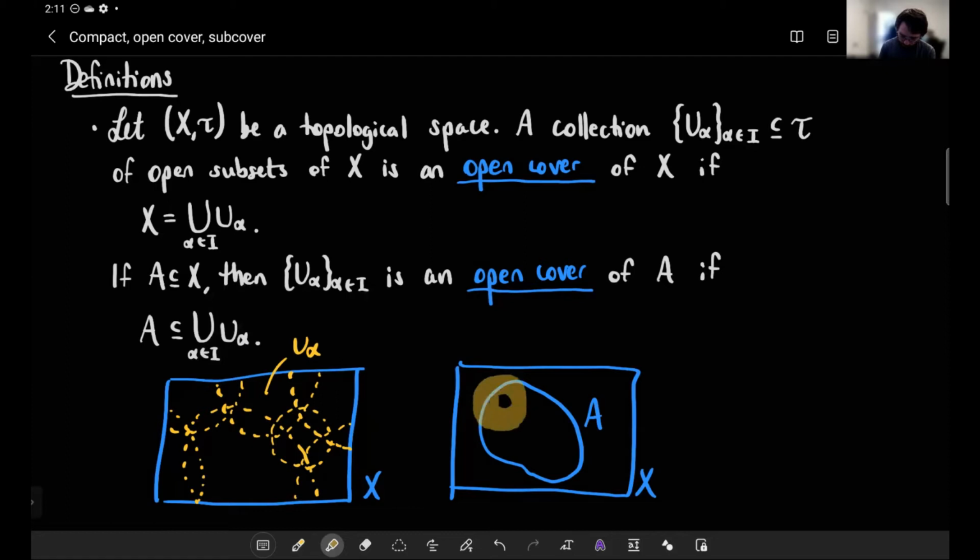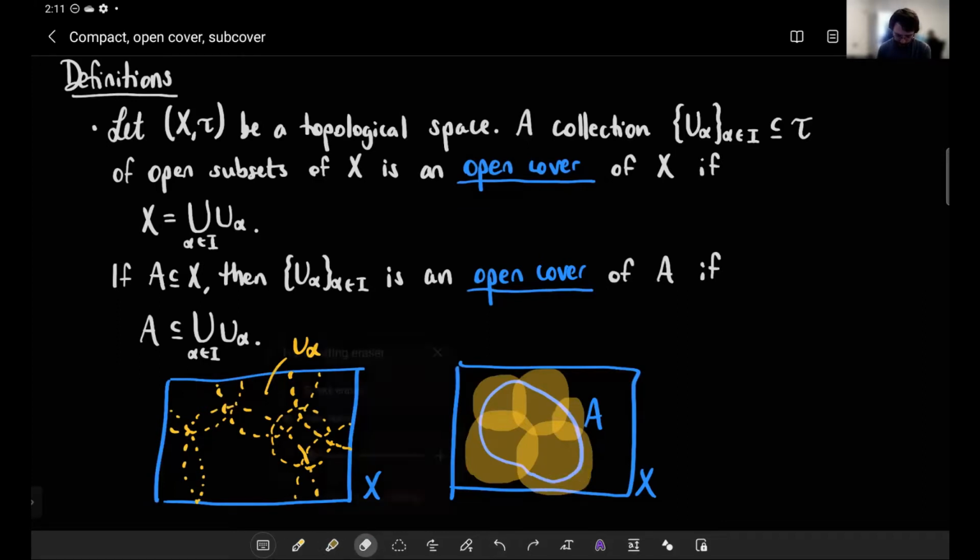And in that case, maybe I'll use the highlighter for this. You are allowed to go outside the set. So let's say that's one U sub alpha, and this is another U sub alpha. Using the highlighter is nice because you can see their intersection. There's another, maybe there's a tiny one there, and one right there. I guess I should be careful not to go outside of X, but just imagine I didn't. Okay, so those 5 highlighted sets would form an open cover of A.